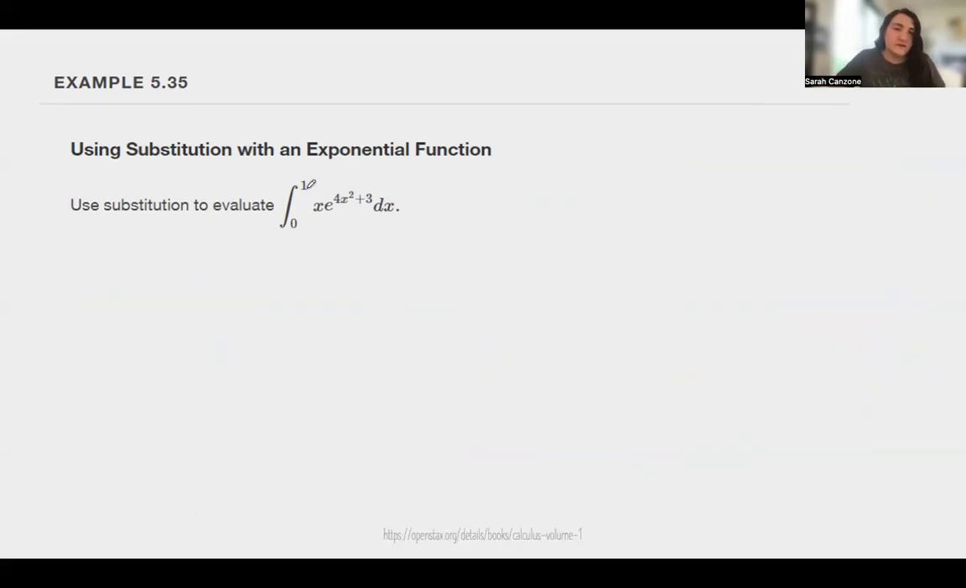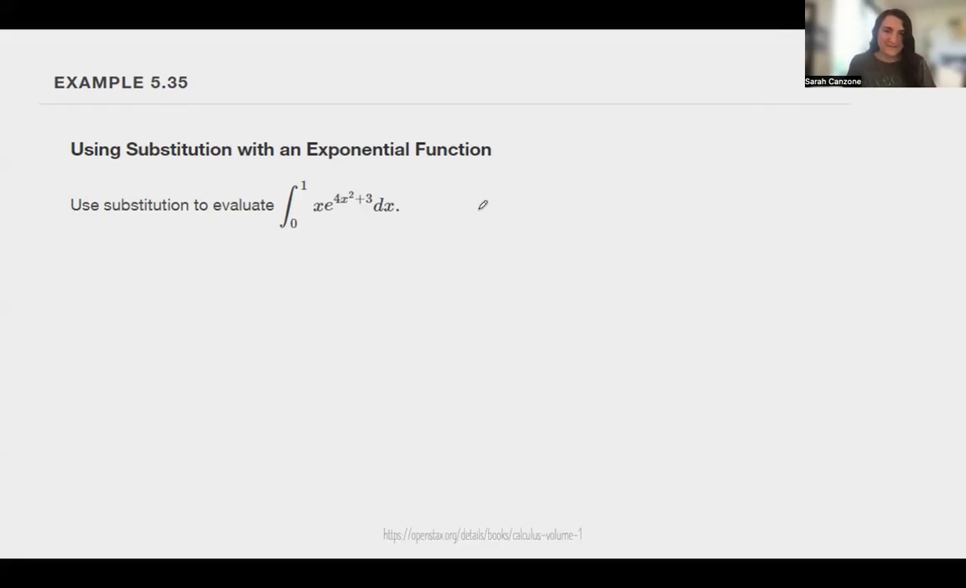Use substitution to evaluate the integral from 0 to 1 of x times e to the 4x squared plus 3 dx. Obviously, this one looks way different than the ones we've done so far. We again want to first see if we can use a regular rule that we've learned so far. We see x times some function of e, and so we should immediately recognize that we cannot. This is a product of two things. We can't distribute our integral, so therefore we have to use some other method.